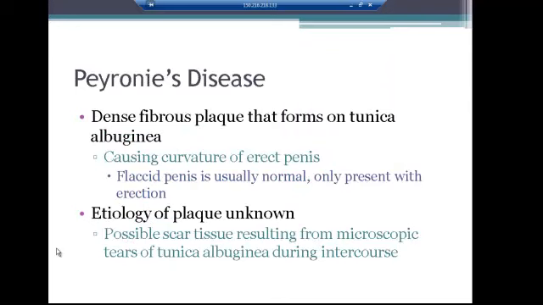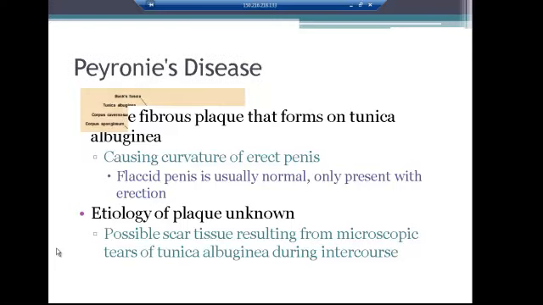Peyronie's disease, and I may be saying that wrong, it's been a long time, but this is a disorder that causes a dense fibrous plaque on the tunica albuginea of the penis itself. This is actually a penile disorder, which we're going to discuss more in the next lecture. It causes curvature of an erect penis. On a flaccid penis, you don't see any problems at all, but whenever the penis becomes erect, there's a problem. The etiology of that plaque is unknown. There's possible scar tissue resulting from microscopic tears of the tunica albuginea during intercourse.